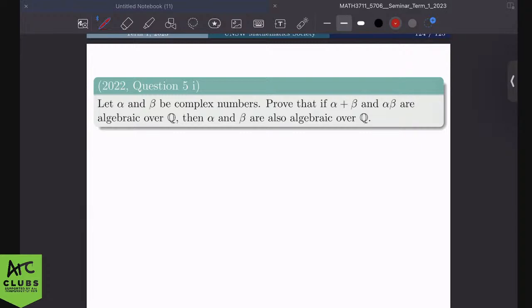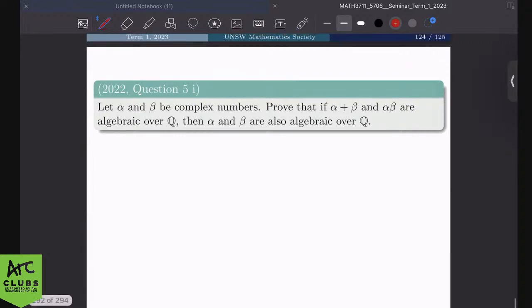We want to basically show that if alpha plus beta and alpha beta are algebraic over Q, then alpha and beta must also be algebraic over Q. So if we want to think about some kind of relationship between alpha and beta, basically, we want to show that if we take the field extension, alpha plus beta, and it's algebraic, that must be finite, okay? So let's think about that.